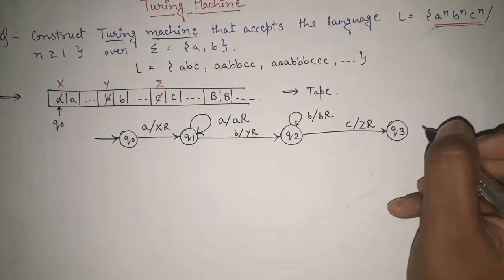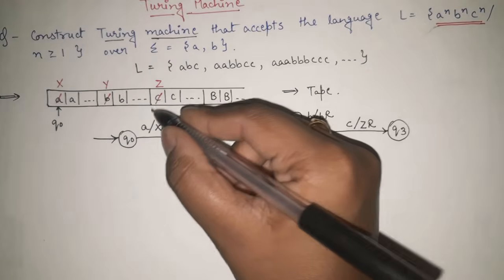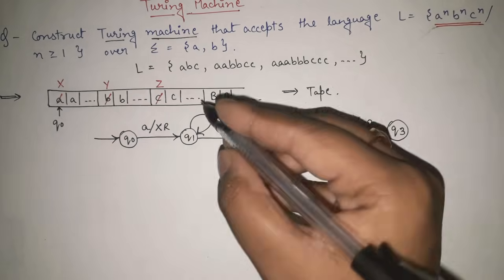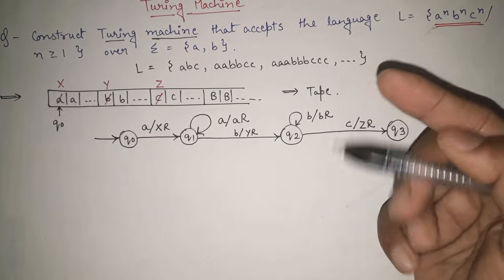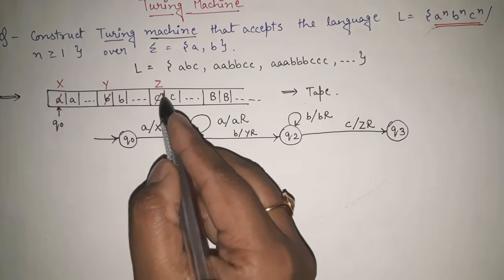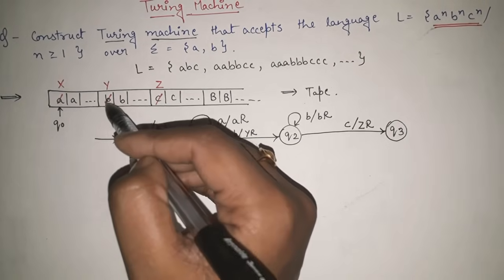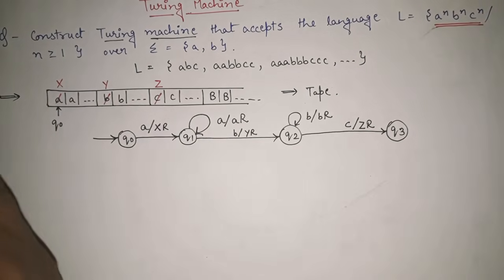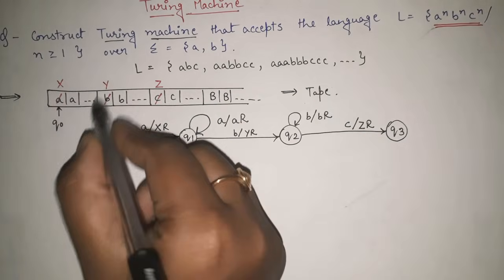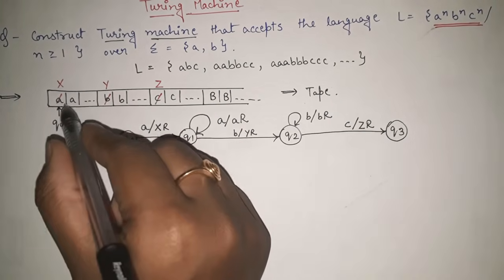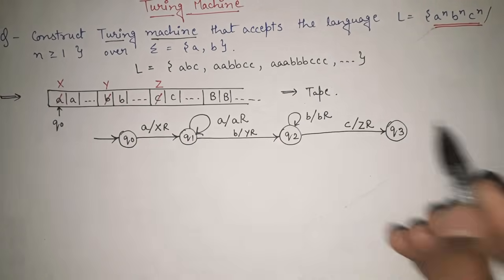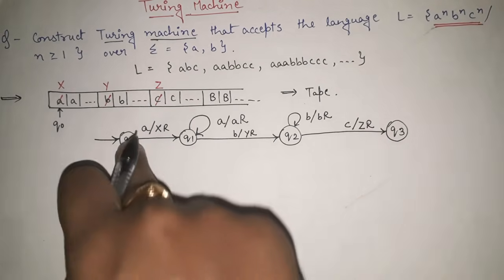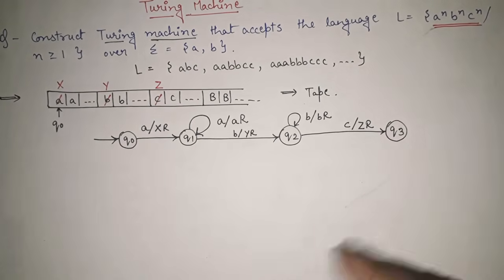Now in Q3 what will we do? Q3 means we have already got C and then we are reaching Q3. We have already got 1A, 1B and 1C. Now after getting 1C, I have to scan from the beginning for the second A. After getting first A, first B, first C, I want to go for second A, second B and second C. So I want to again go and search for second A.